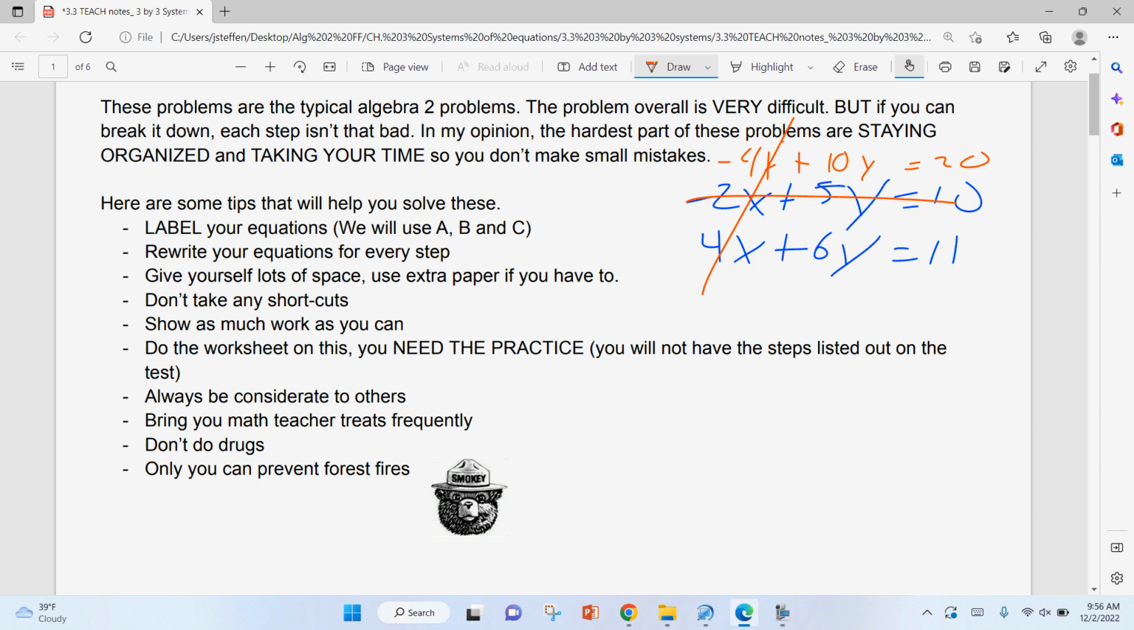One of the other big things, do the worksheet for this. The problem with solving these equations is that it takes a long time. And so to get really good at this, you need to have practice. Just like anything else, just like sports, just like other math problems, just like instruments, you need to practice to get good at these.